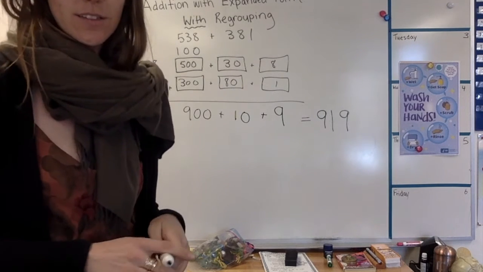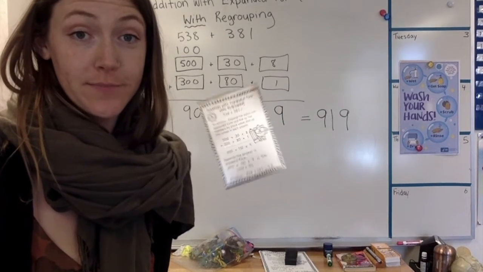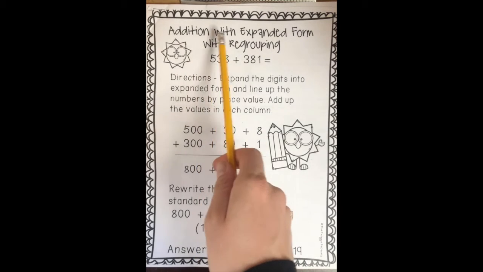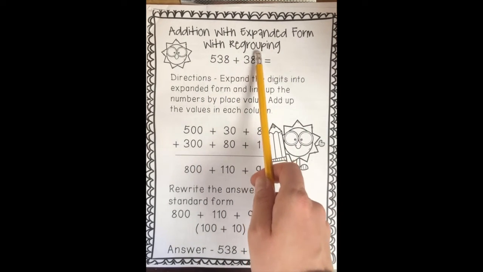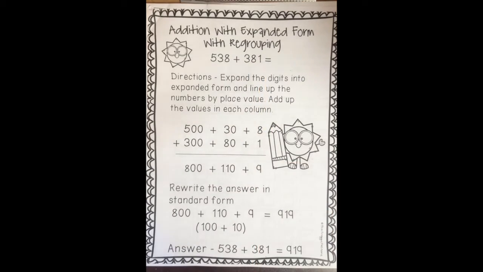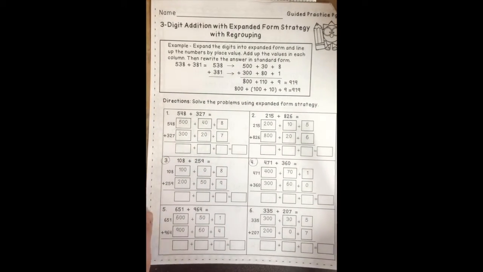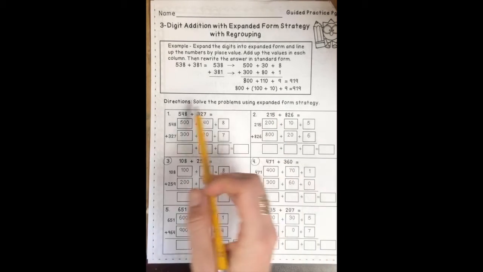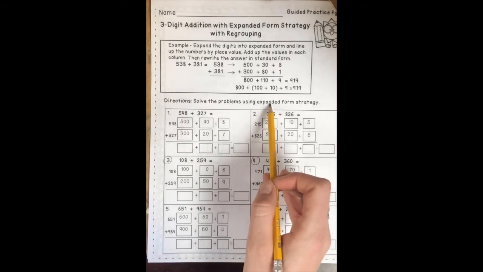Let's go through what that looks like using our worksheets. Okay, so this is what the front of our new worksheets look like. It says addition with expanded form with regrouping. So open your booklet up onto the first page, which looks like this. It says 3-digit addition with expanded form strategy with regrouping. Let's do the first one together. So here it says the directions are to solve the problems using expanded form strategy.